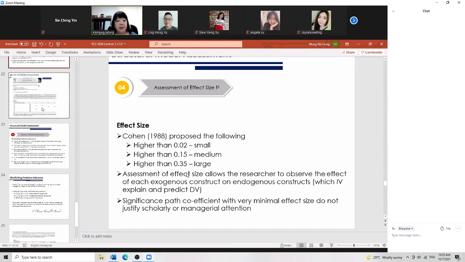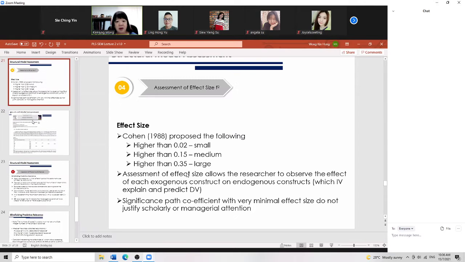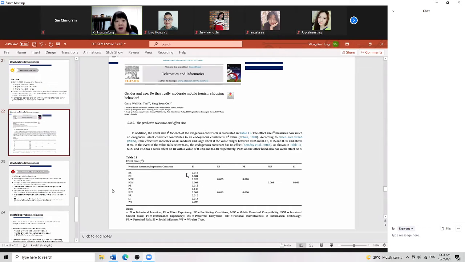Okay, so that's the effect size. All right, so here is another example on this. So in relation, is it too small for you all or not?